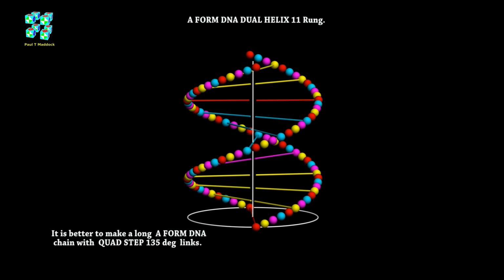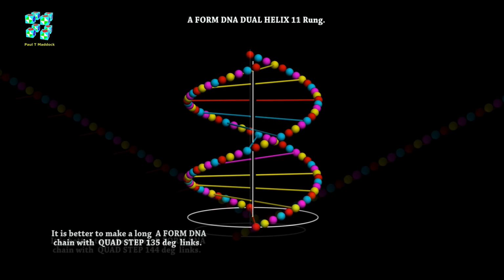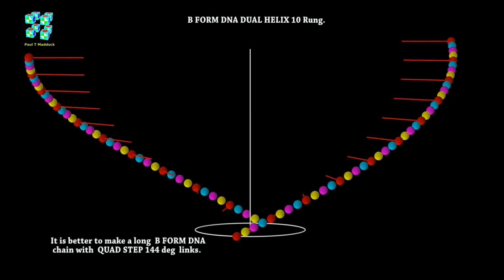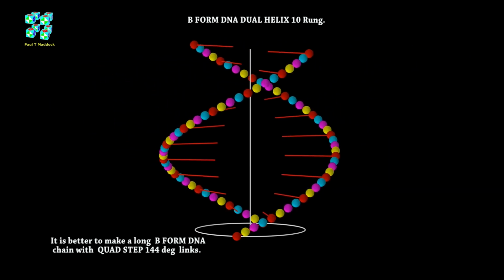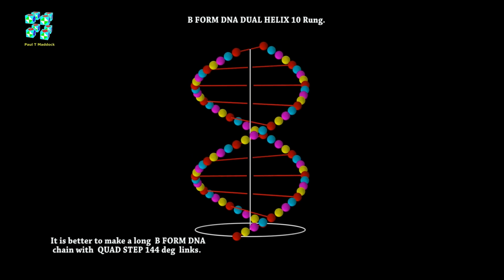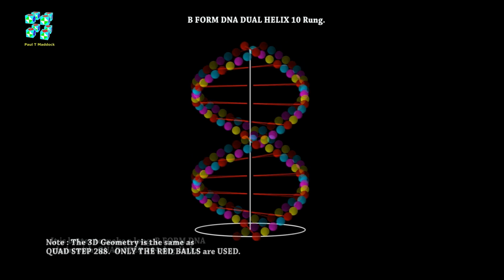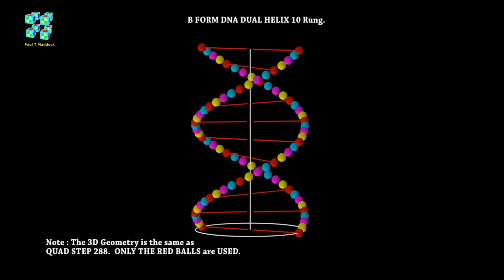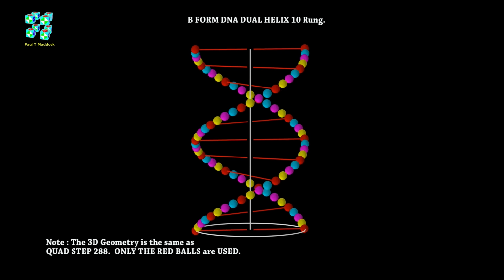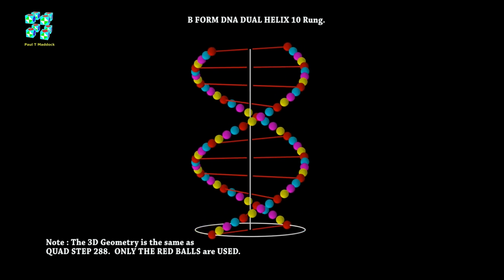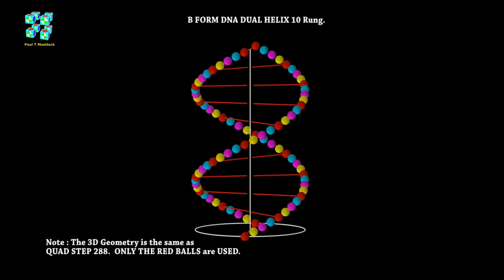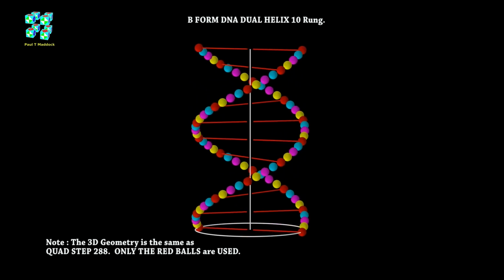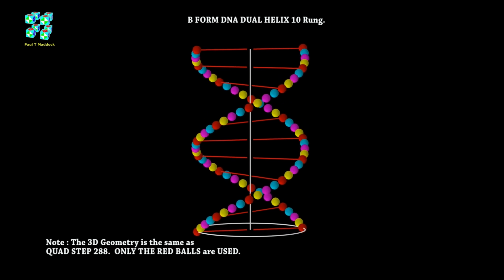Okay, I've got one more dual helix to show you, and that's the bDNA. Now this is new. This is from a 40 ball ring. In my previous video, I showed it coming from a 20 ball ring. This is much better. Now look at the 3D geometry of bDNA. The rungs are on the red balls. Now the rungs are 36 degrees apart. Now if we do a quad step of 36 degrees, it comes to 144. Now if you double this, it comes to 288.